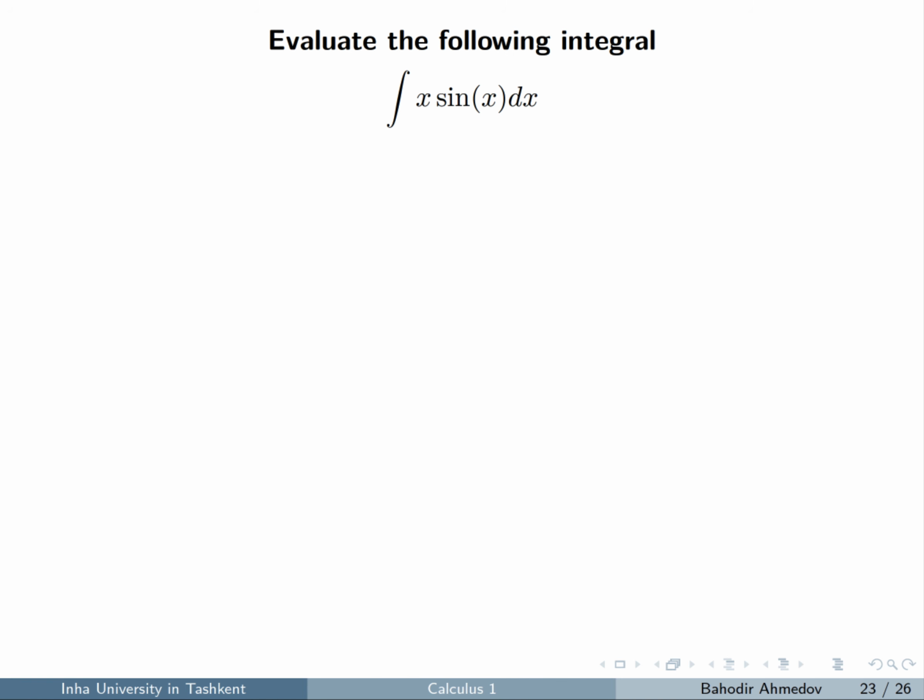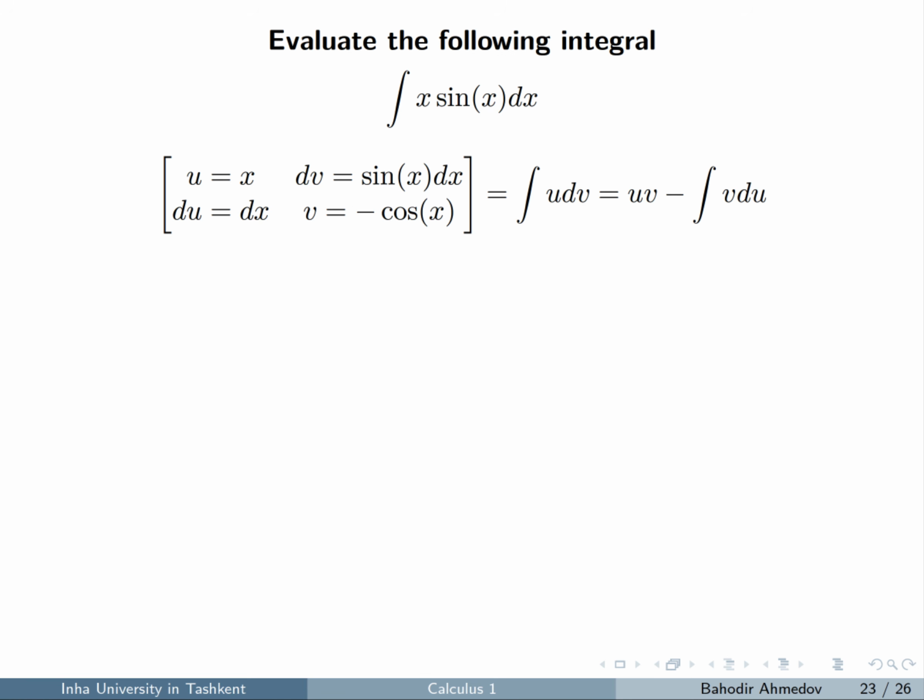So let's say we're given this function, the multiplication of two functions. The main idea again is that we would like to get rid of one of the functions. If I choose u to be equal to x, then in the next integration, when we use du, the x is going to disappear. So u is equal to x, du is equal to dx, dv is equal to sine of x dx, and v is the antiderivative of sine of x, which is minus cosine of x.